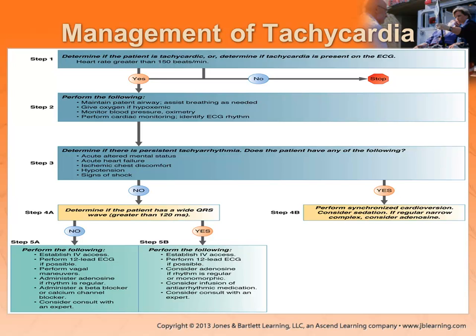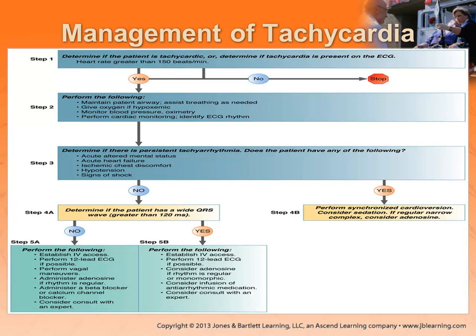We can try some adenosine. We can try vagal, though it's usually not going to do a lot for the wide complex stuff. Try some adenosine, but then we're going to need to do an antidysrhythmic. Now, if they're unstable, we're going to look at what? Cardioversion. All right.